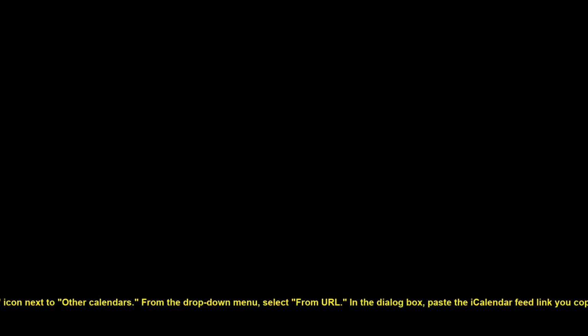Now, open a new tab and navigate to Google Calendar. Make sure you are logged into your Google account. On the left-hand side, find the Other Calendars section. Click on the plus icon next to Other Calendars. From the drop-down menu, select From URL.